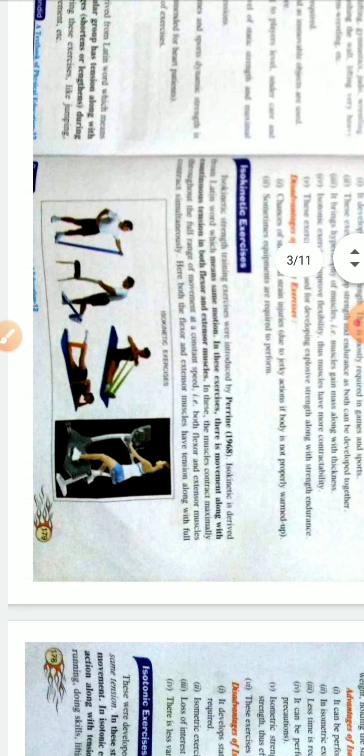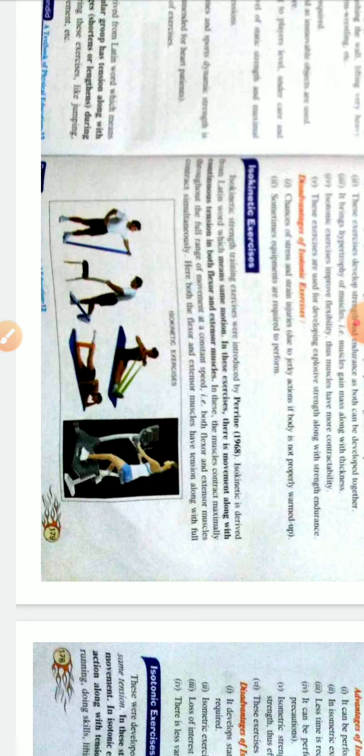Isokinetic. Iso means same, kinetic means motion. Isokinetic means producing movement at constant speed. That is movement along with continuous tension in both flexion and extension muscles. Okay, there is tension every time in the flexion and extension muscles.